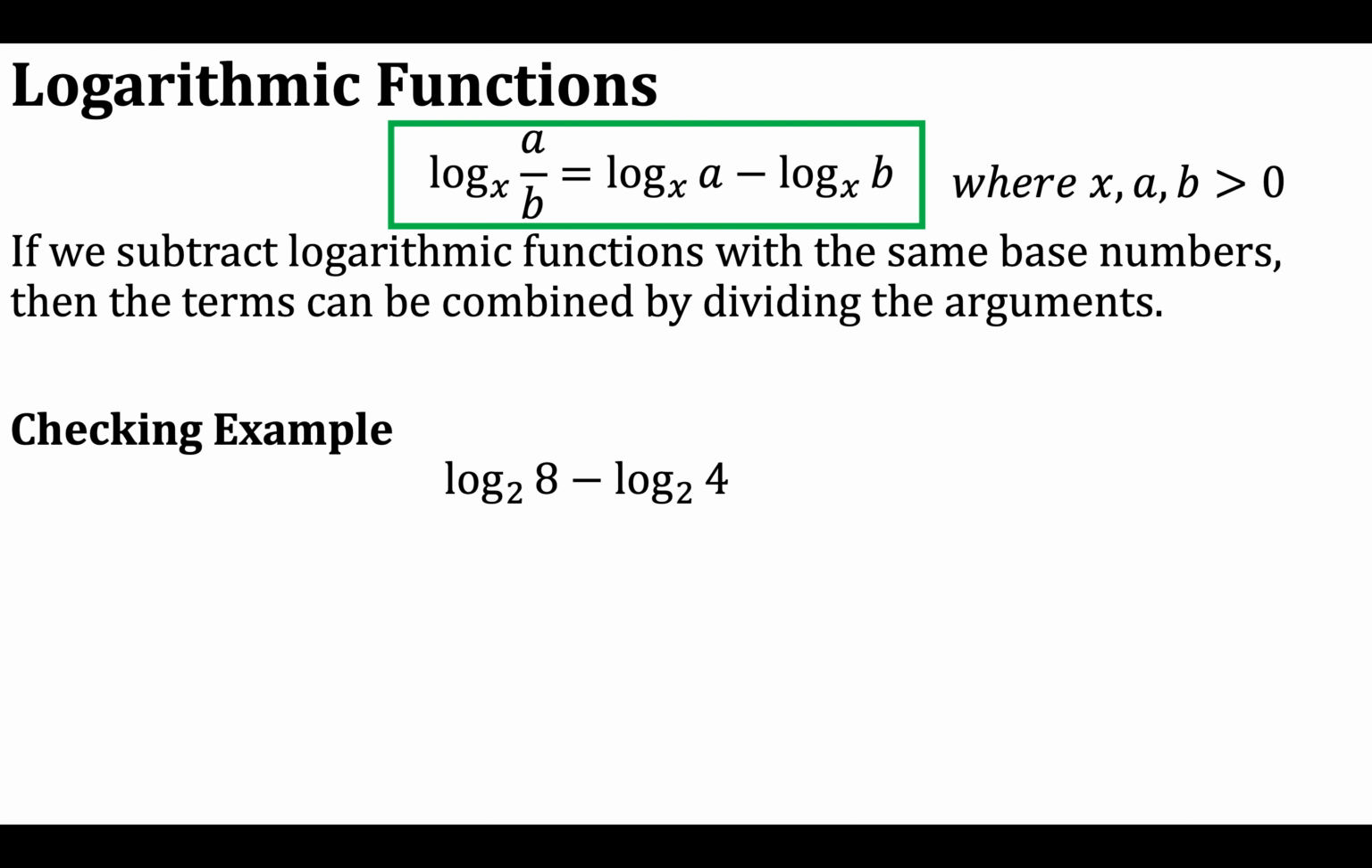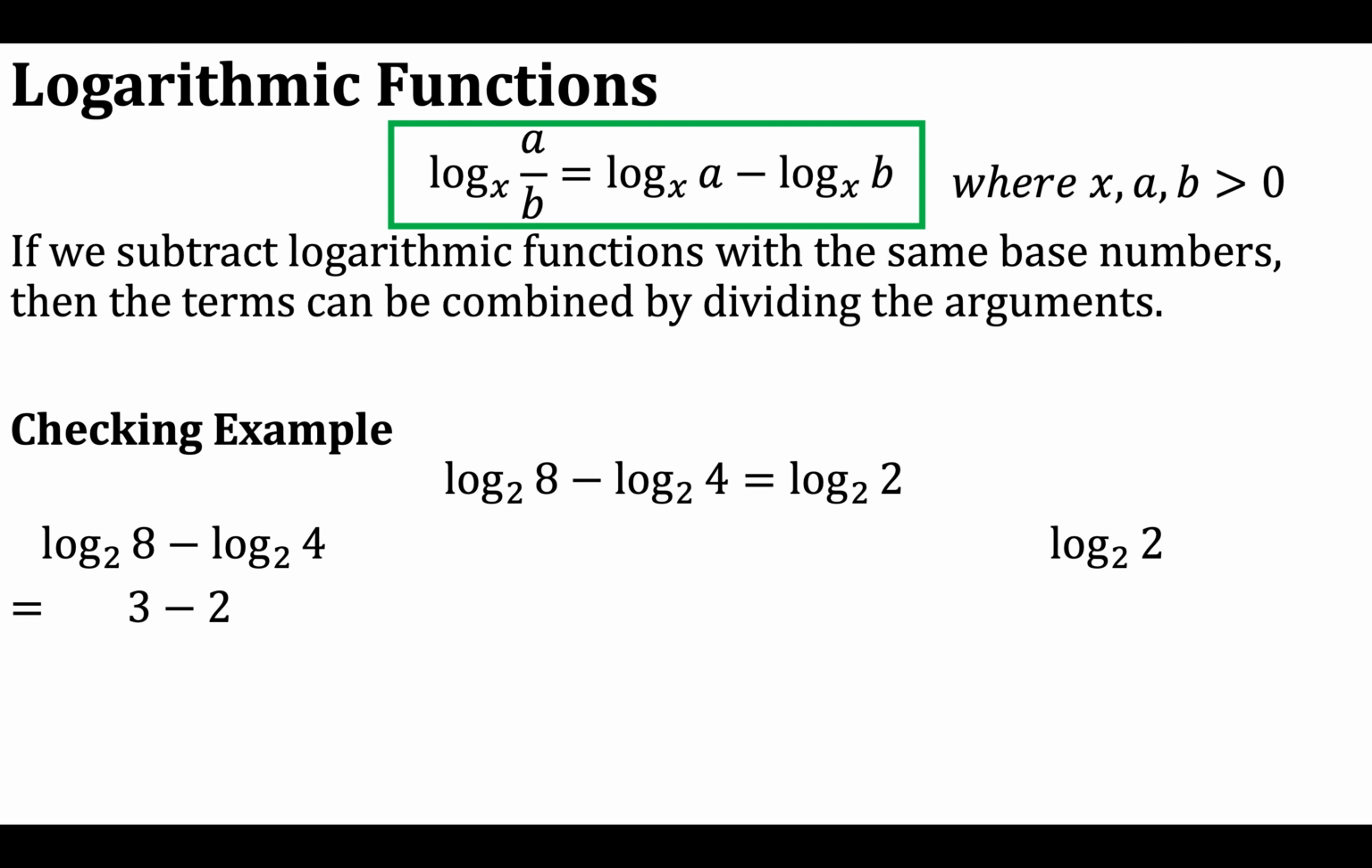So we'll have a look at a checking example like we did in the previous lesson as well. This time we're having log to the base 2 of 8 minus log to the base 2 of 4. Given what we know from this property, 8 divided by 4 is 2, so that's the same as log to the base 2 of 2. Now if we take each side of that equation, we make sure that those are actually equal.